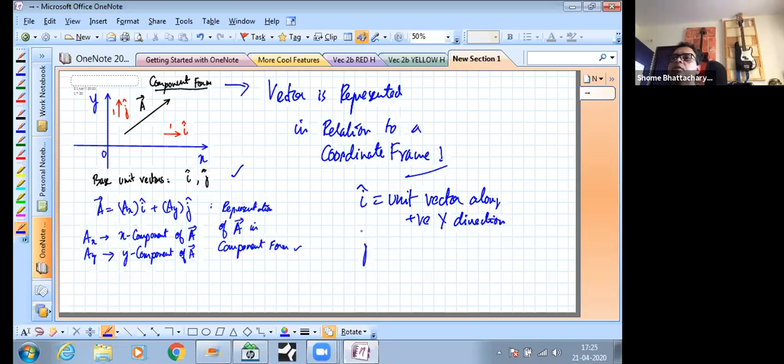Similarly, j cap is the unit vector along your positive y direction. Like I've drawn the two red colored unit vectors, they are both of magnitude 1, but they're perpendicular to each other. So they are standard. No matter what your vector E is, no matter what your other vectors are, the unit vectors i cap and j cap have a fixed meaning: they are pointing along the positive x-axis and the positive y-axis respectively.